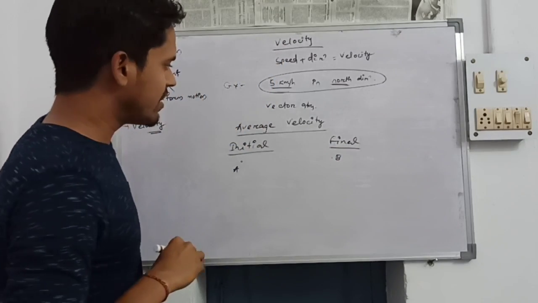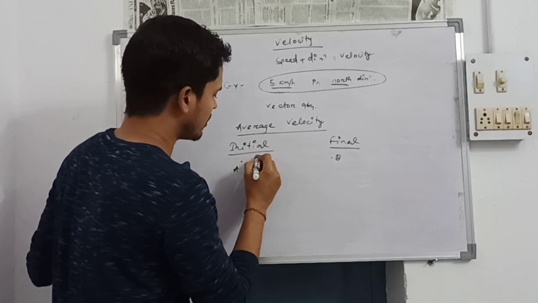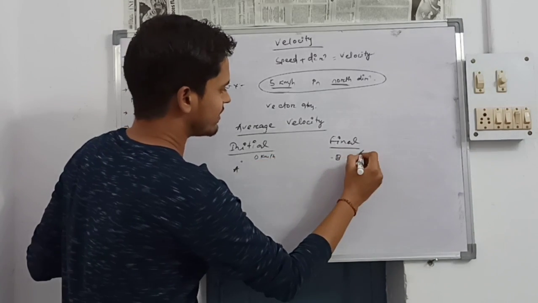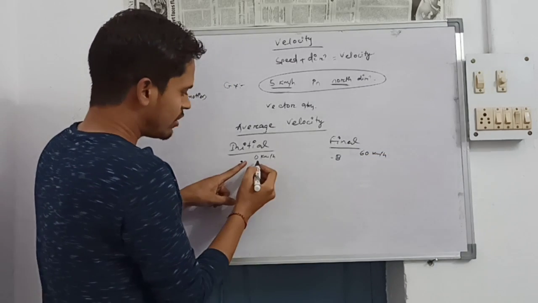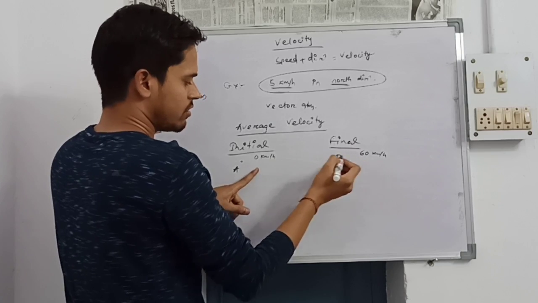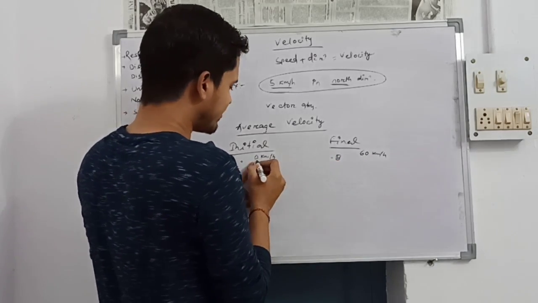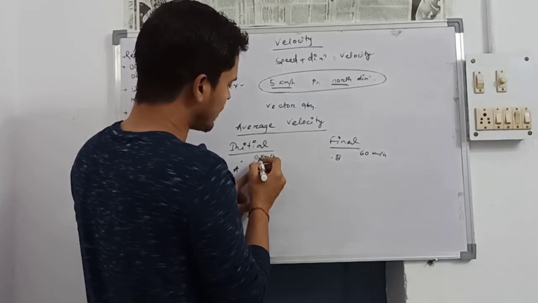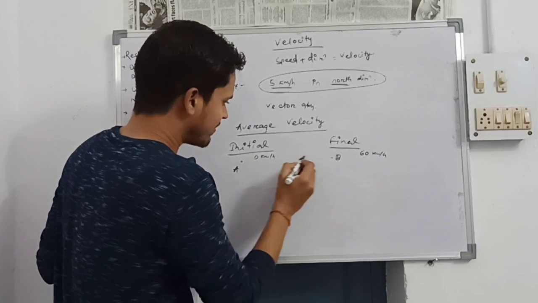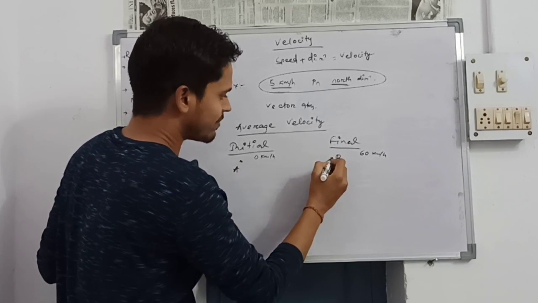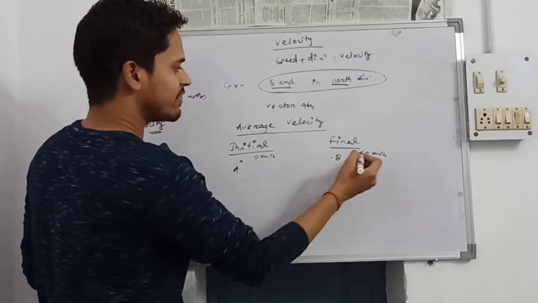If an object has variable velocities between 2 points, let it start from 0 km per hour to 60 km per hour. That means the velocity is getting increased from 0 to 60. Suddenly 0 to 60, it is getting increased. So at how many times are you observing? First is initial, second is final. So 2 times you are observing. This is initial and this is final.